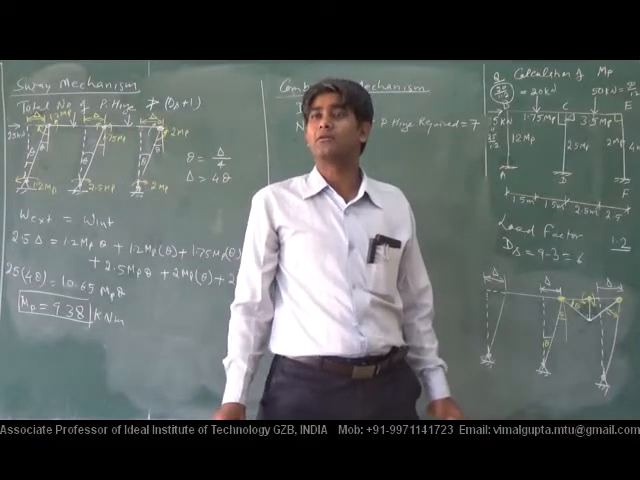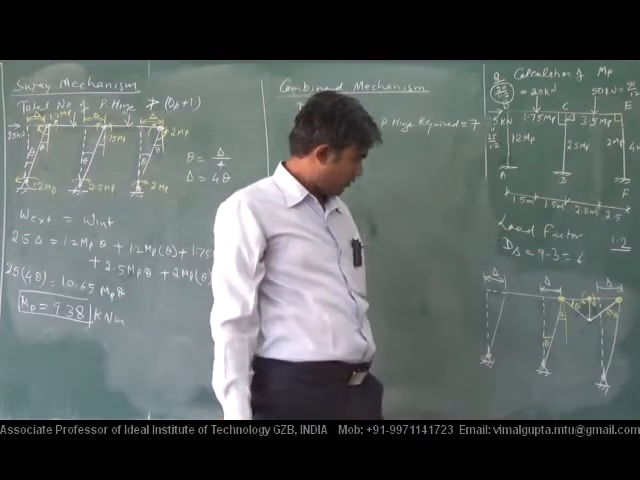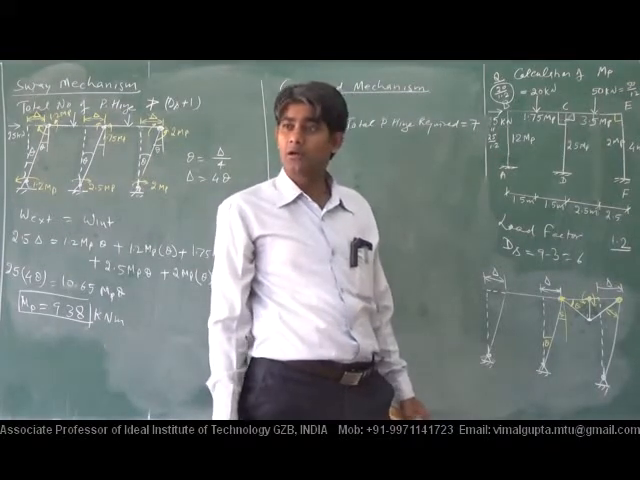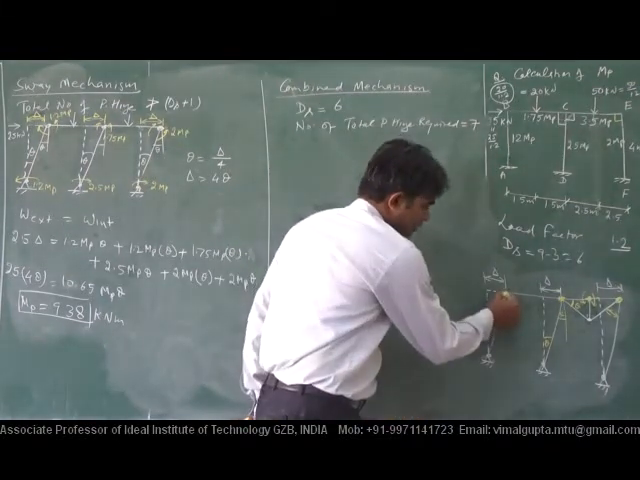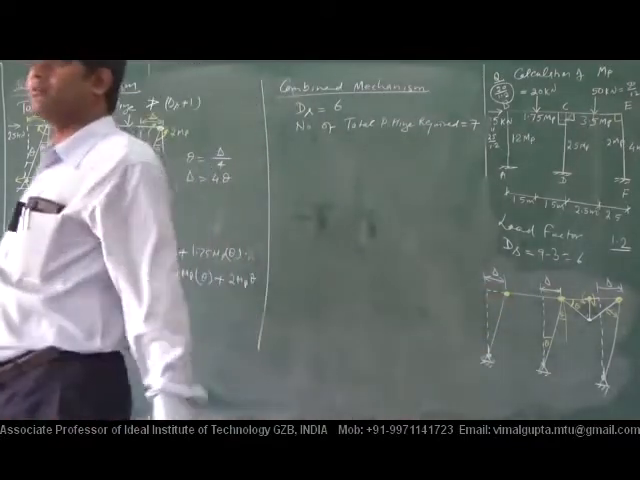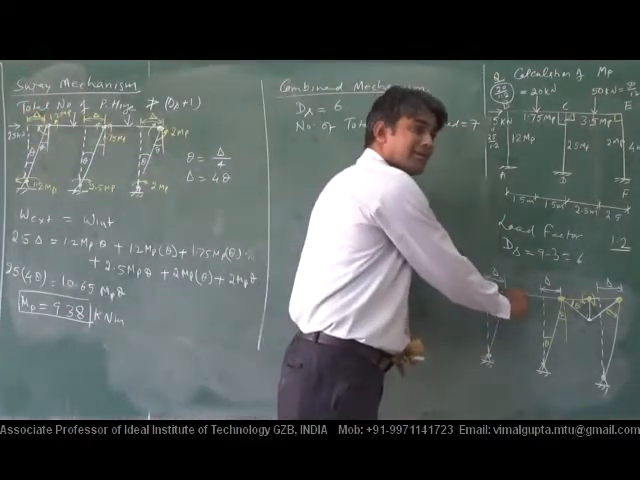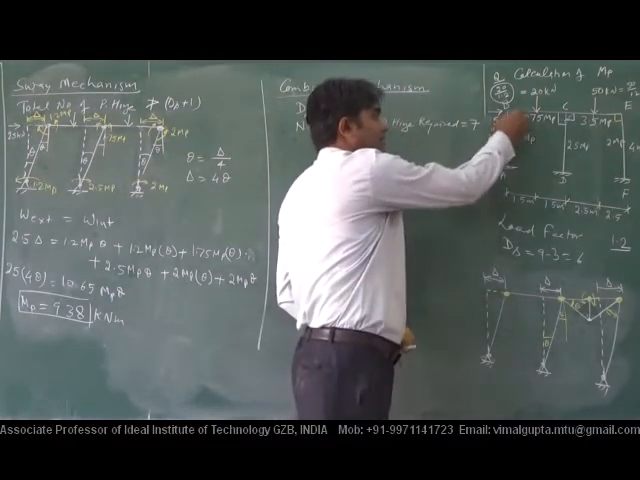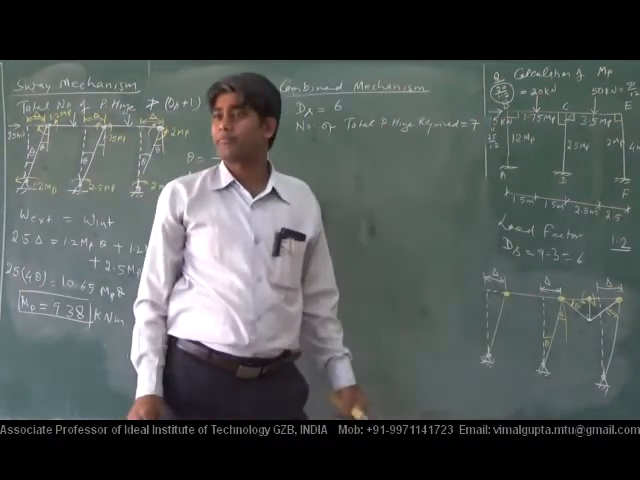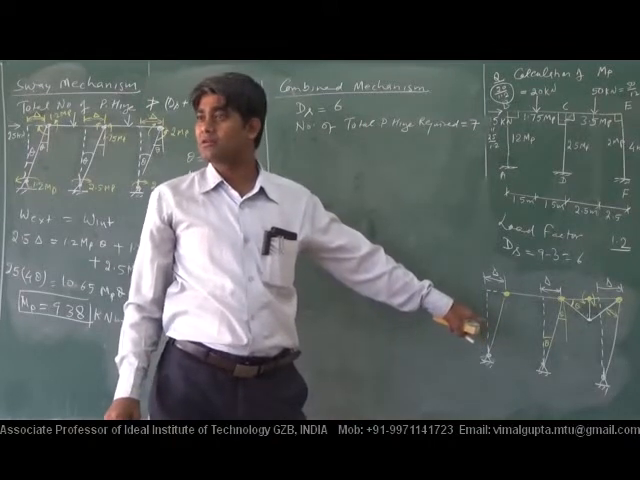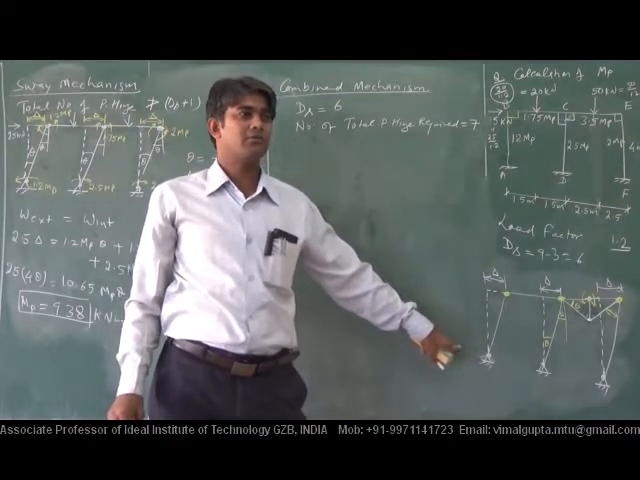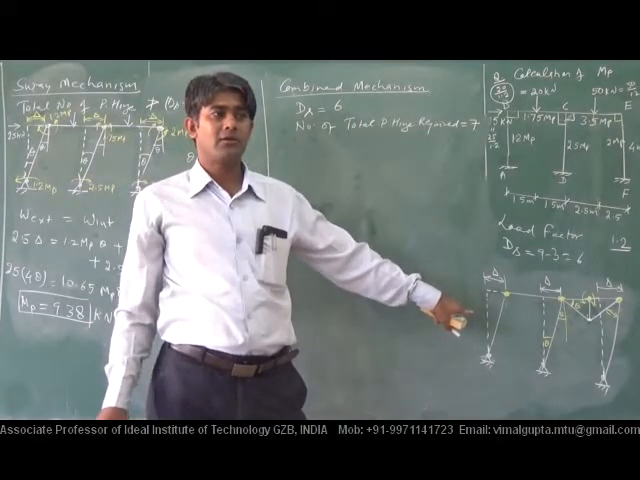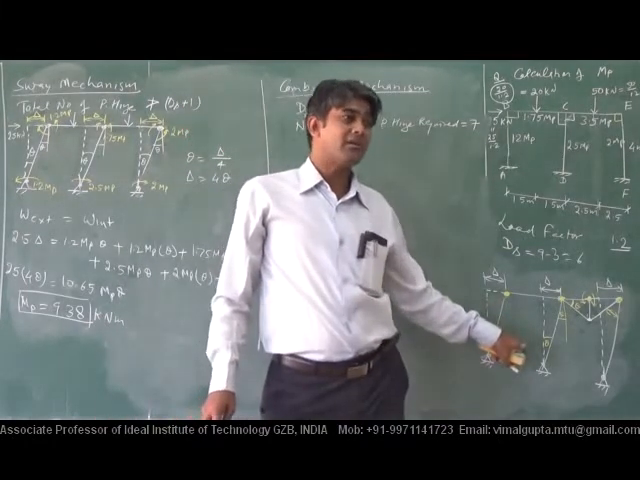How many are remaining? 1. So where can 1 plastic hinge be? At here. 1 plastic hinge can be here, because the angle is not 90 degrees. So that may be the case, which must be considered.